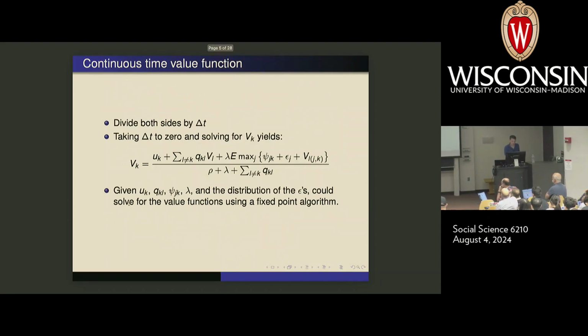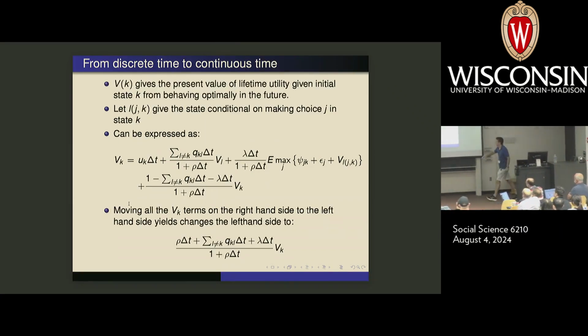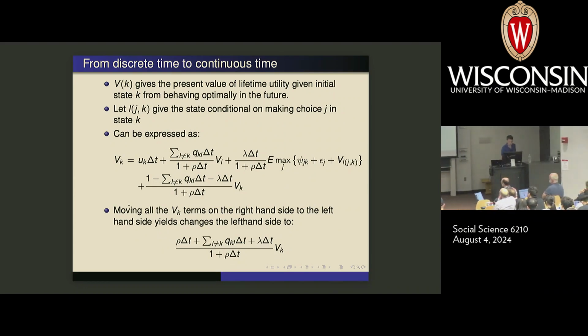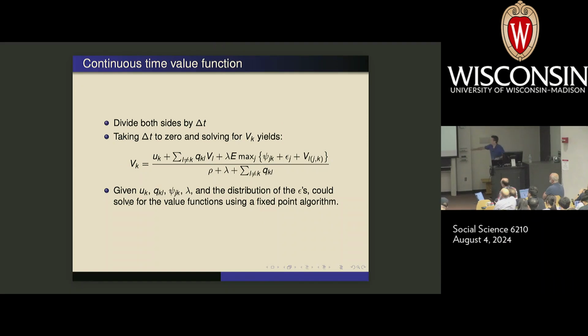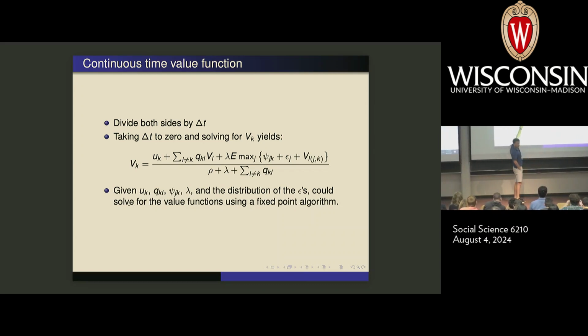Okay, so when you move it over to the right side, then you divide by delta t. Once you divide by delta t, what I want you to see is I'm going to have a rho here, the sum of the rates here of nature moving, and then the lambda, okay? All that part is going to go in the denominator once I divide through by that. And you end up with your value function for being in a particular state k as the flow utility of being in that state, plus the transition probabilities that nature is going to do, plus the lambda Emax thing, right? All over the sum of those rates.